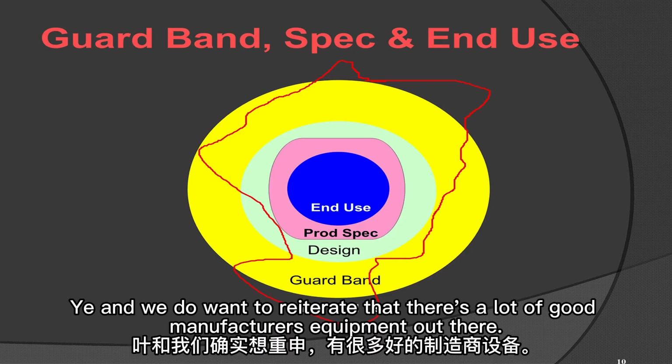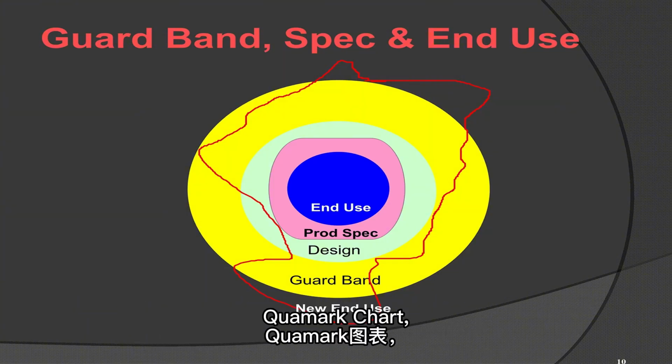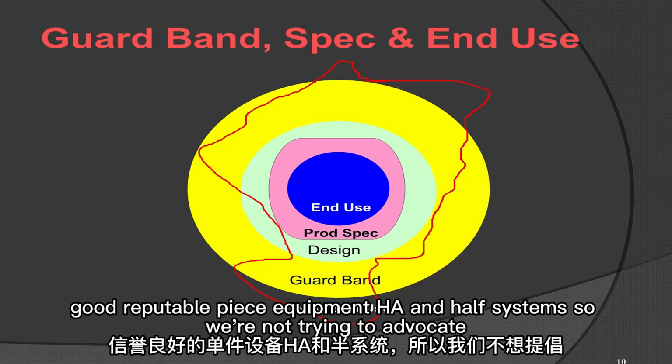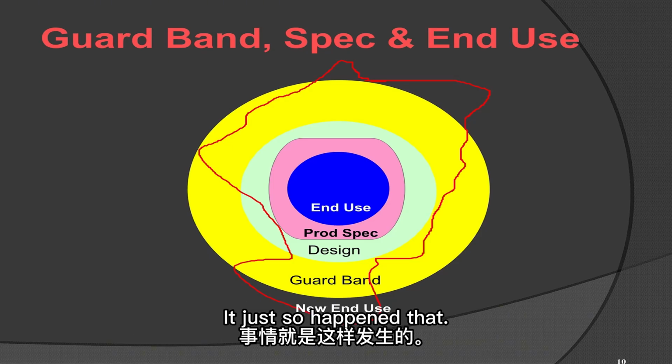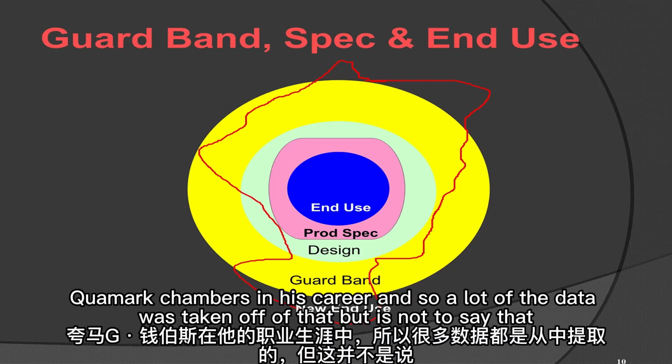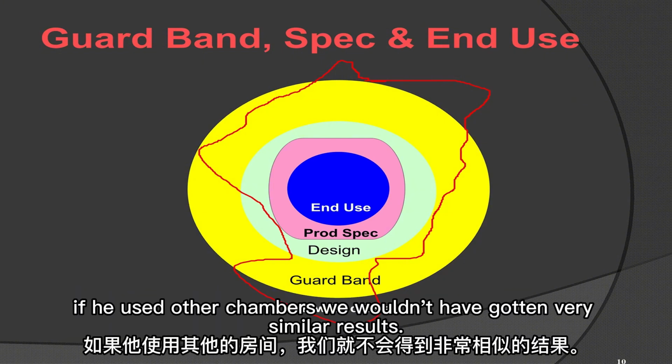Yeah, and we do want to reiterate that there are a lot of good manufacturers of equipment out there: Qualmark, Chart, Biotronics, Hanse. They all make good, reputable HALT and HASS systems. So we're not trying to advocate one over the other. It just so happened that Harry had a number of Qualmark chambers in his career, and so a lot of the data was taken off of that. But it's not to say that if he used other chambers, we wouldn't have gotten very similar results.